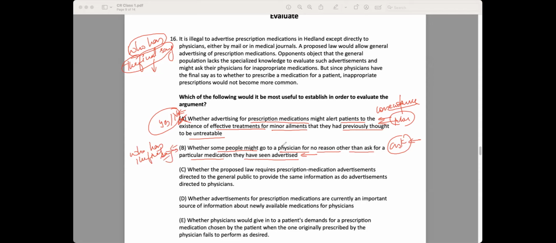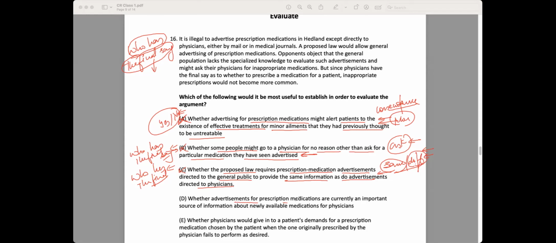Does it say that the doctor will have to prescribe whatever the patient is asking? No, it doesn't hit that. Okay. Whether the proposed law requires prescription medication advertisements directed to the general public to provide the same information. Now, whether it's same information or different information, if we take two cases, it doesn't really matter because it doesn't address who has the final say. Whosoever has the final say will prevail. That's the point. So if it is same information, doesn't matter. If it is different information, doesn't matter. It's ultimately the doctor, or whosoever is prescribing it, that doesn't change. So this option is also out.